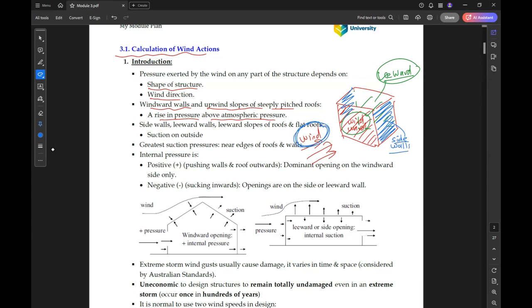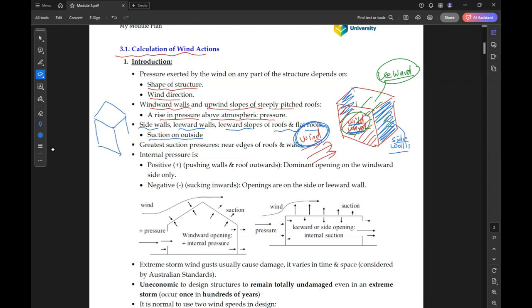So this is all for this wind direction. If we have this wind direction, we have 4 walls. The wall facing the wind is called windward. The opposite on the other direction is called leeward wall. The 2 walls on the sides are called side walls. Okay. So we have side walls, leeward walls, and leeward slopes of roof and flat roofs. We will have suction on the outside. So based on this, what is the meaning of this?